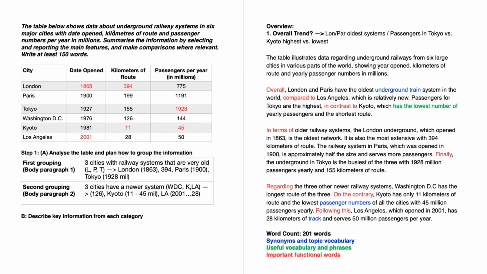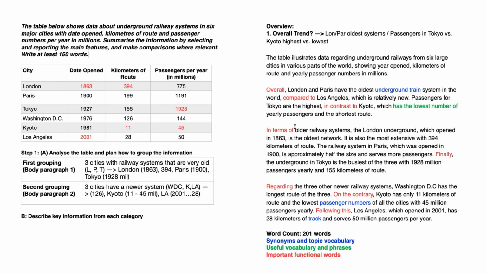here. Now, instead of saying shows data, I said illustrates data. Instead of saying about, I said regarding, and after that I kept everything else pretty much the same. In this case, you just want to open up your essay and describe what is happening.